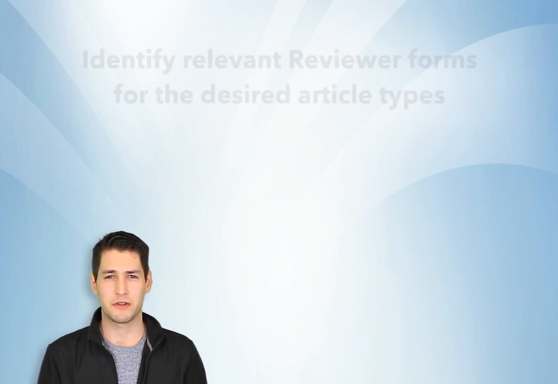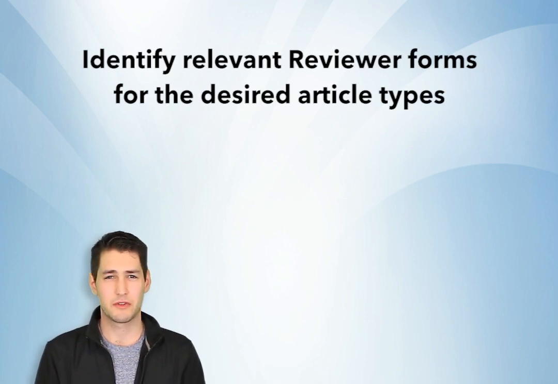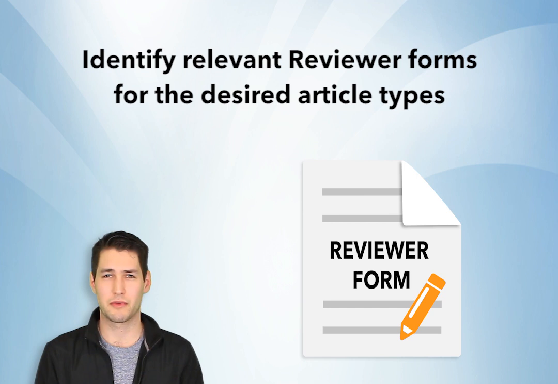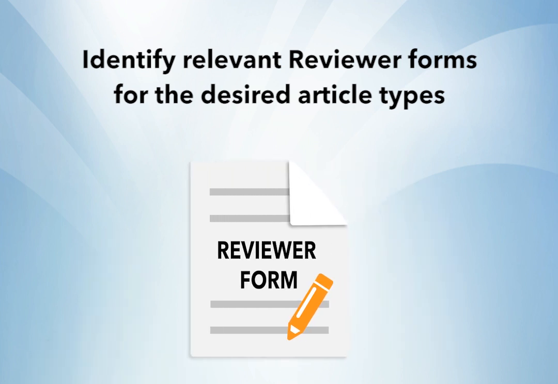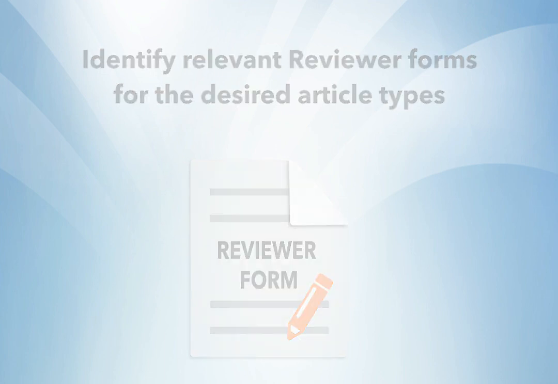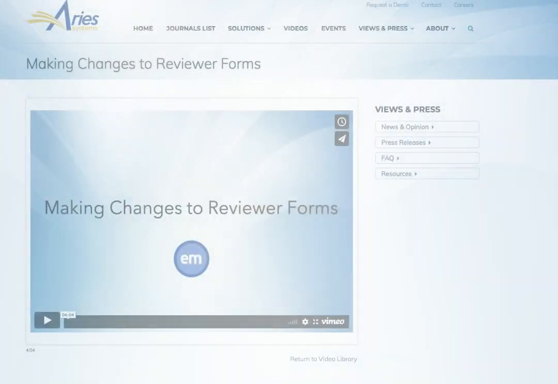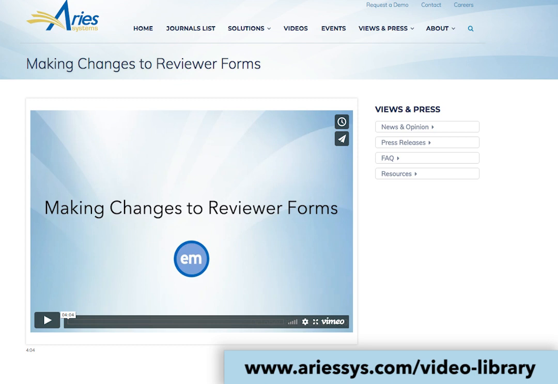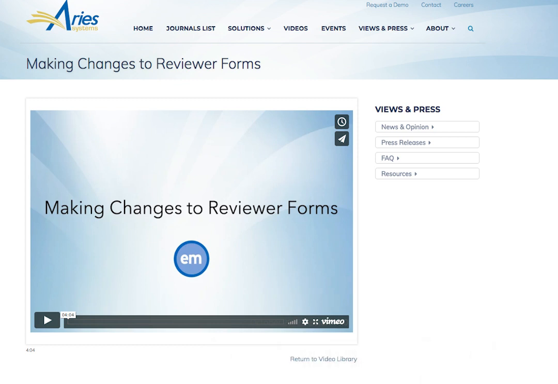Reviewer acknowledgement may not be appropriate for all the article types published by your journal, so the first step is to identify the relevant reviewer forms for the desired article types. For example, I may only want to acknowledge reviewers who work on original research articles. Identifying, selecting, and editing this form is undertaken in Policy Manager. If you are not already familiar with this option, please review the video on reviewer form configuration.